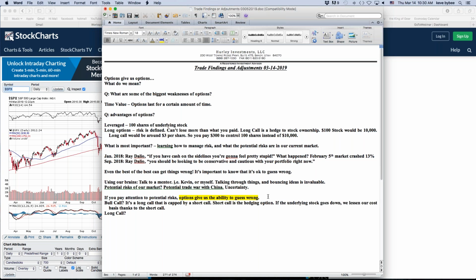Well, as we discussed earlier, our time value is one of our uncertainties with options. So how do we allow ourselves the ability to guess wrong? We go far out in time so that if things go the wrong way, it has time to come back.